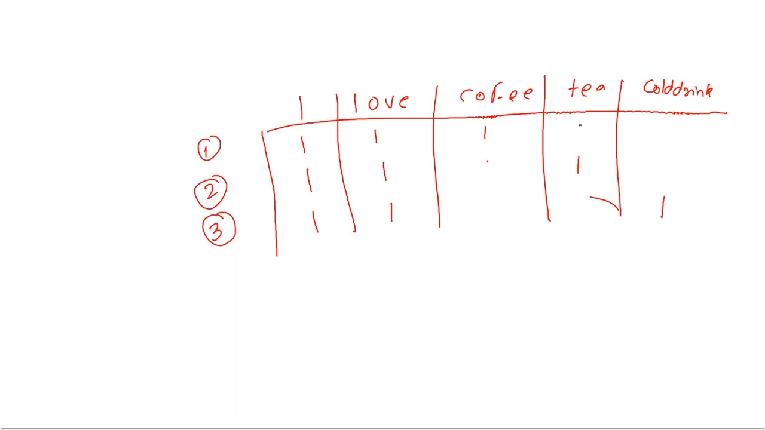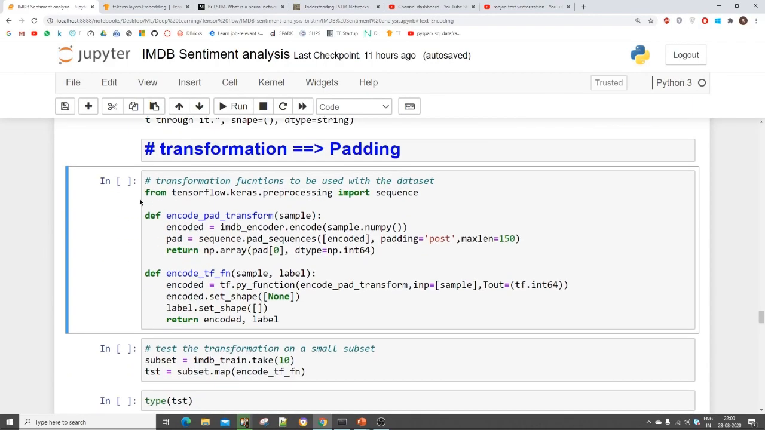So here I have some blank values. What padding will do is add a zero here because it does not have that token in that sentence. Basically there are three sentences. In the first sentence I have "I love coffee", in the second sentence "I love tea", and in the third sentence "I love". For that padding I am creating a function here.